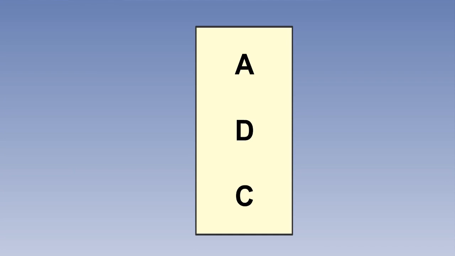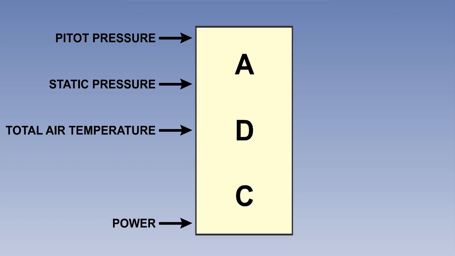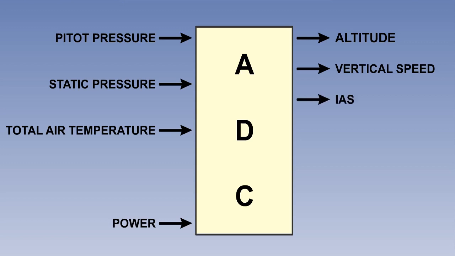Early air data computers needed just 3 inputs of information. These were pitot pressure, static pressure, and total air temperature. They also required a source of electrical power. As this device became more important, a standby power source was also incorporated. The static pressure was converted by the computer into an altitude readout and to vertical speed. From a combination of pitot and static inputs, the computer can calculate indicated airspeed.